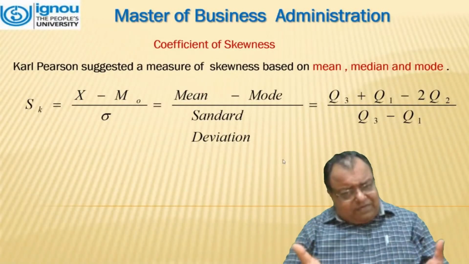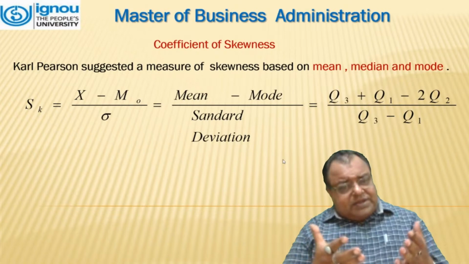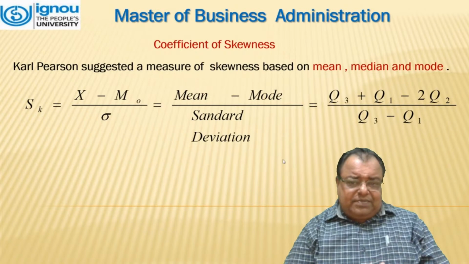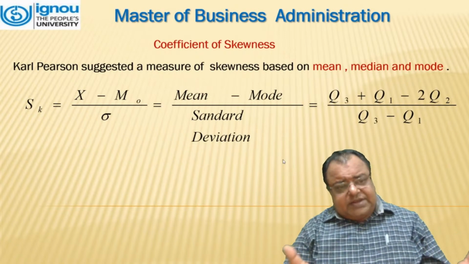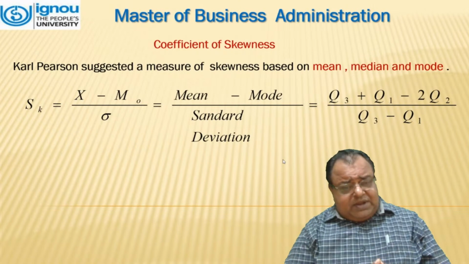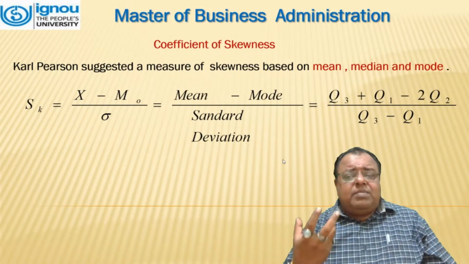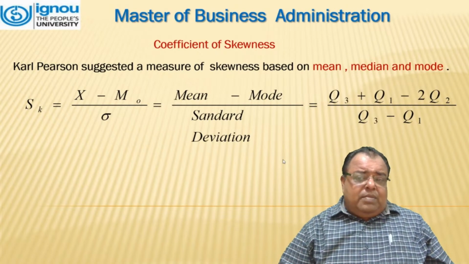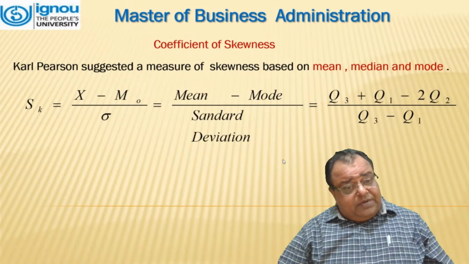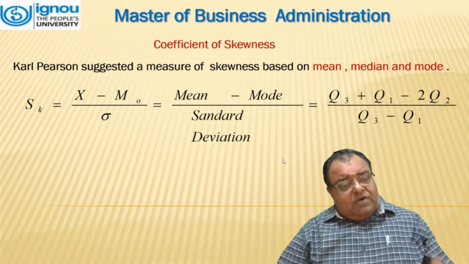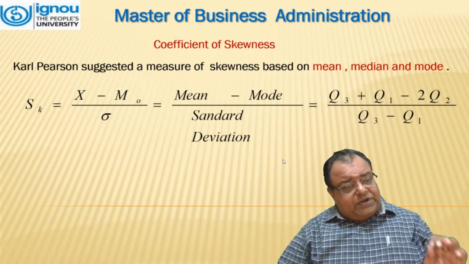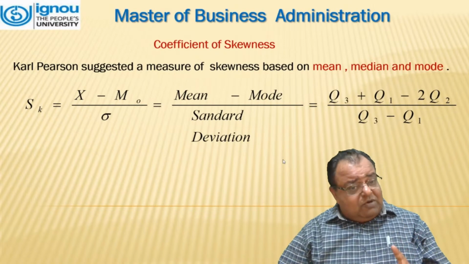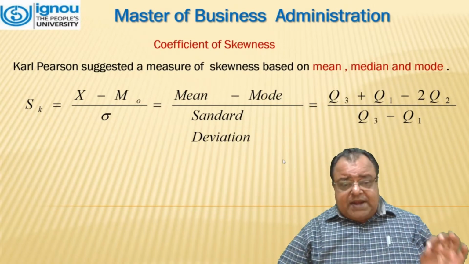Use different formulas. This coefficient of skewness was derived by Karl Pearson, and he suggested that the measure of skewness can be computed from mean, median, or mode. If we talk about mean and mode, we can use the formula Sk, that is the Karl Pearson coefficient of skewness, is equal to x bar minus Mo, where Mo is mode, divided by standard deviation.